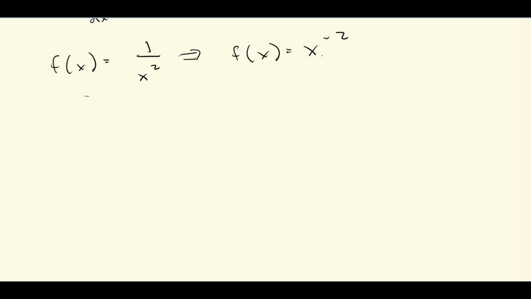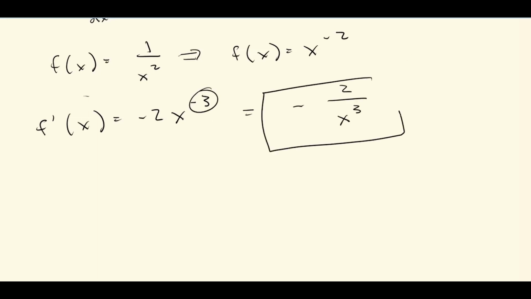So we're going to bring that power down. So we get f prime of x is equal to negative 2x, and then negative 2 minus 1, which is negative 3. And then we can just rewrite this as negative 2 over x to the 3rd, because we have a negative 3rd power here, and this is our derivative.